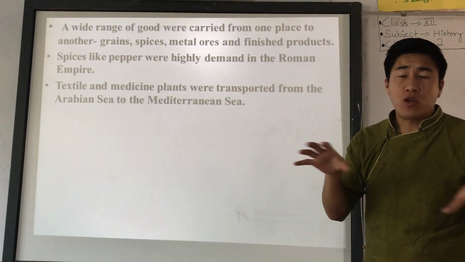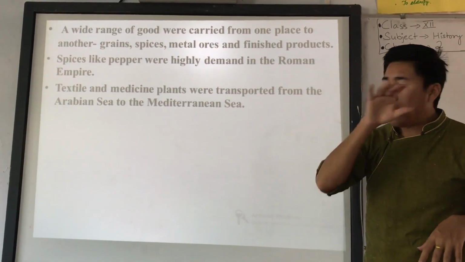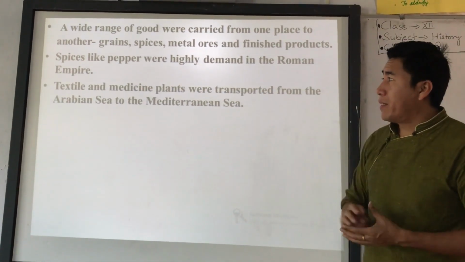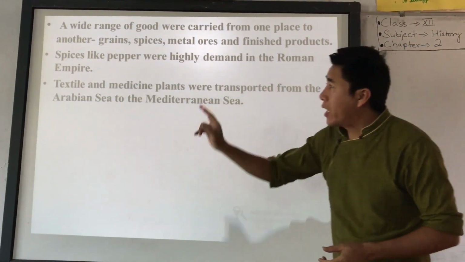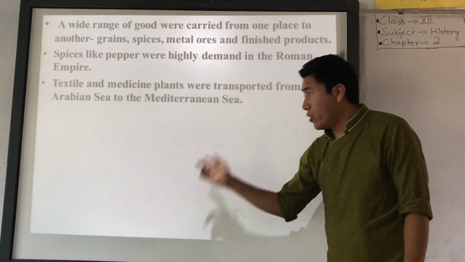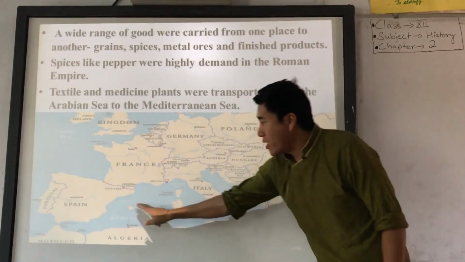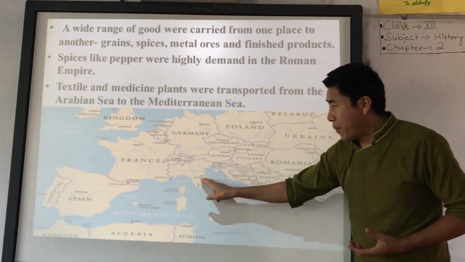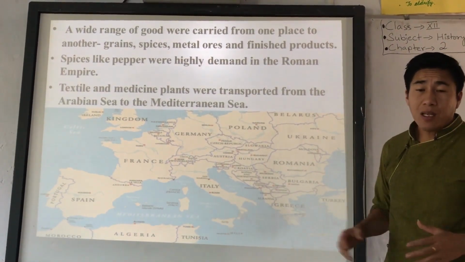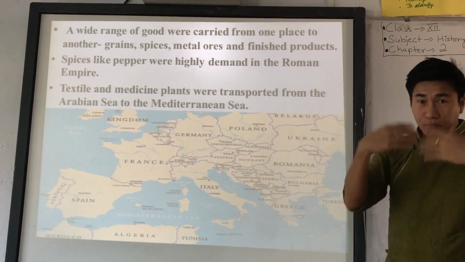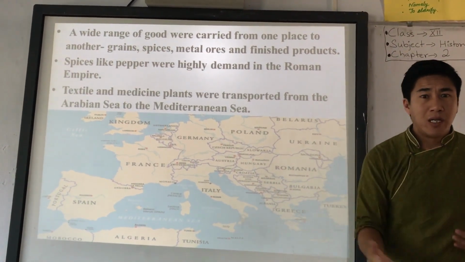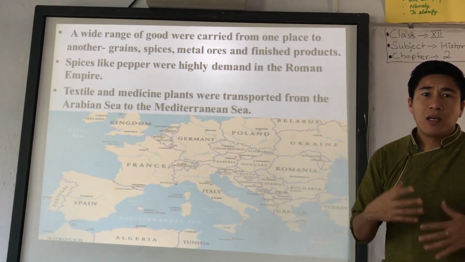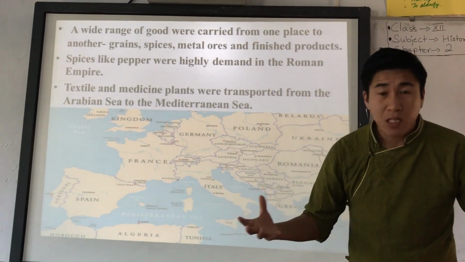The Roman Empire is contemporary with the Magadha and Mauryan empires. And not only that, textiles and medicinal plants were transported from the Arabian Sea to the Mediterranean Sea. The Mediterranean Sea we consider the heart of the Roman Empire, which arose in Italy. So trade relationships with other countries were also there in the ancient period, but as compared to Harappan culture, trade relations expanded a lot.